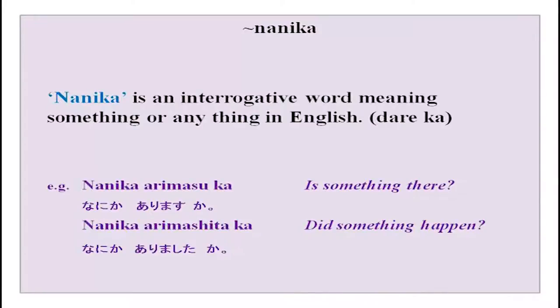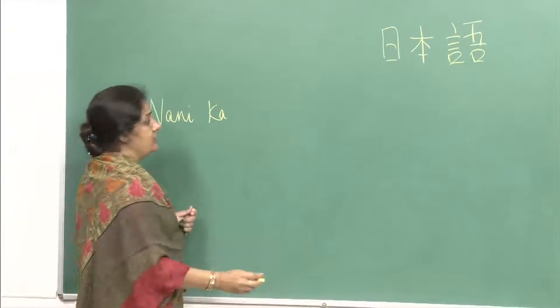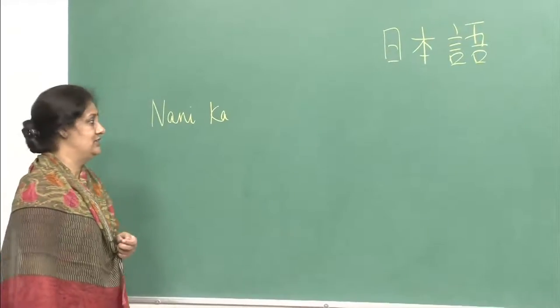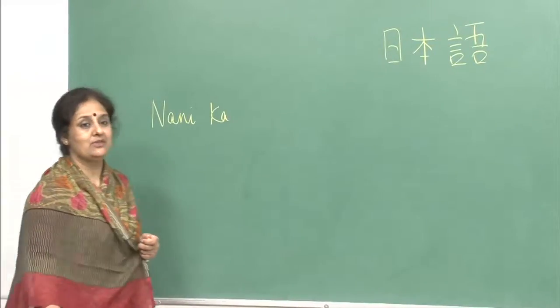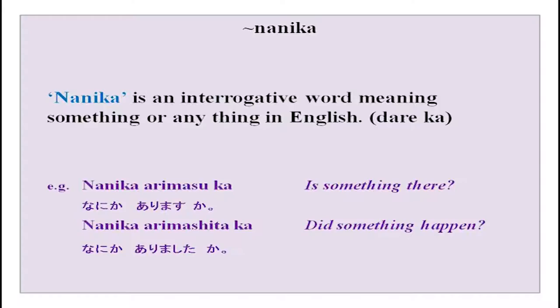So, well, we had nanika in our conversation. As you can see, it's an interrogative word. It is a word made out of two question words, which is nani and ka. So, you just join the two and make nani ka out of it. Nani ka means something or anything. So, how will you use nani ka? Well, it's given over here. Nani ka arimasu ka? Is something over there? Nani ka arimashita ka? Did something happen? Do you have a problem? 何かありますか? Do you want something?